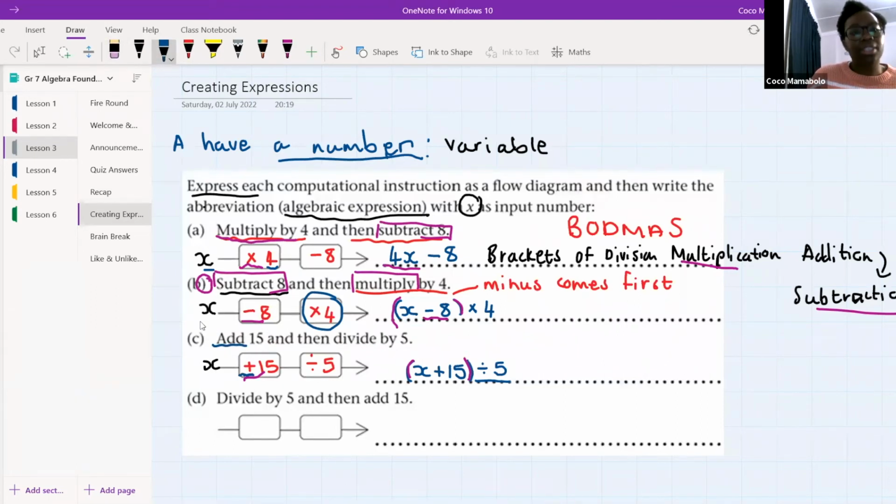Addition, add, comes before divide. But in BODMAS, divide comes before addition. So if I want to do addition first, I need to put brackets around it.